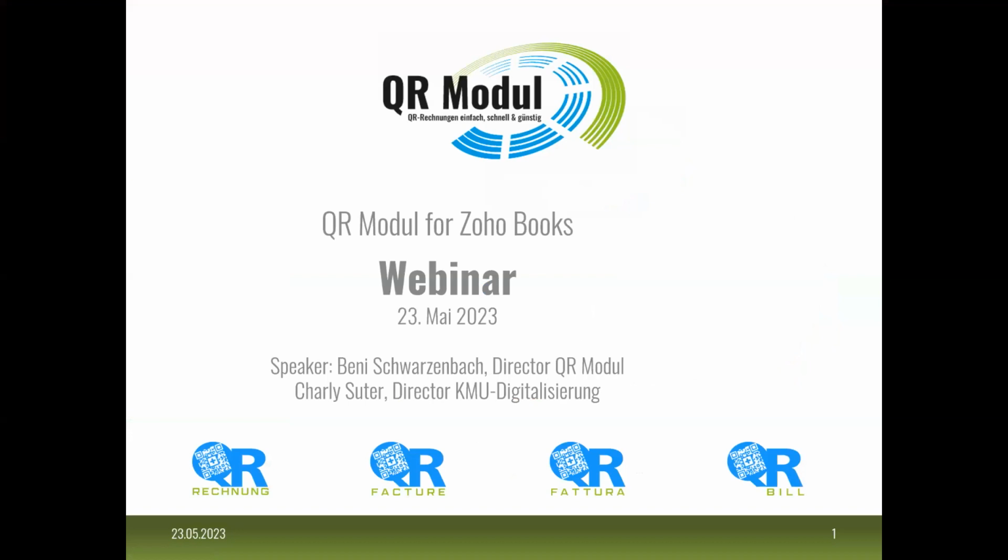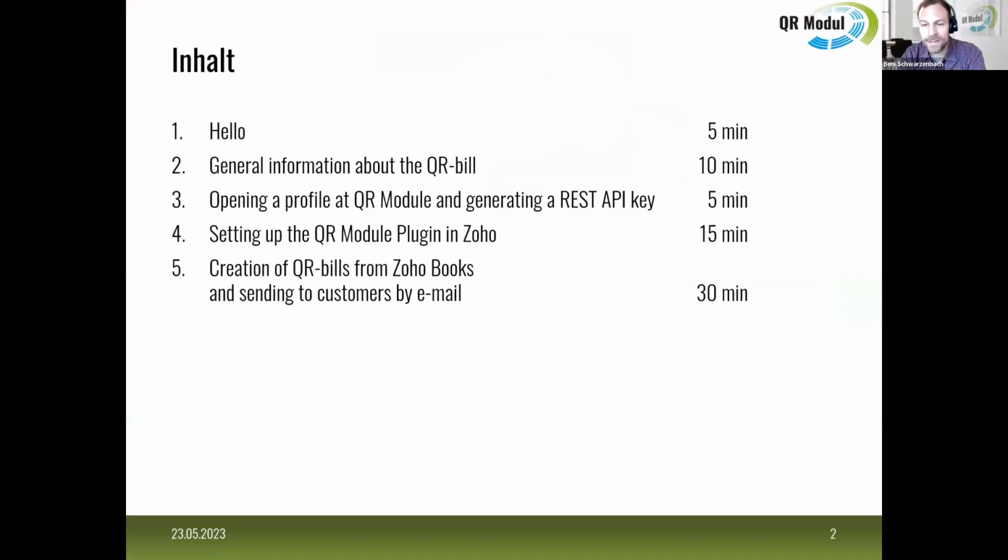Okay, let's go to the agenda. I would like to start with some general information about the QR bill, so you know what it's like, what the advantages of the QR bill are and the most important facts about it. And then we will switch to Charlie, who will show you the setting up of the QR module plugin in Zoho and how to create QR bills from Zoho Books. The presentation is written in German, but I will translate it simultaneously in English.